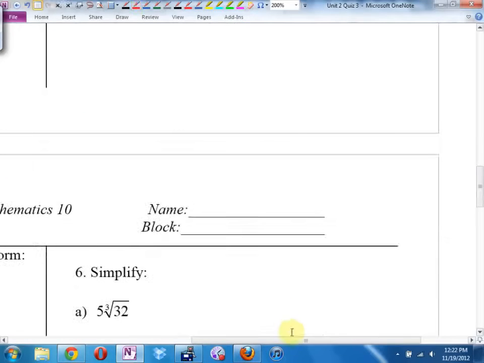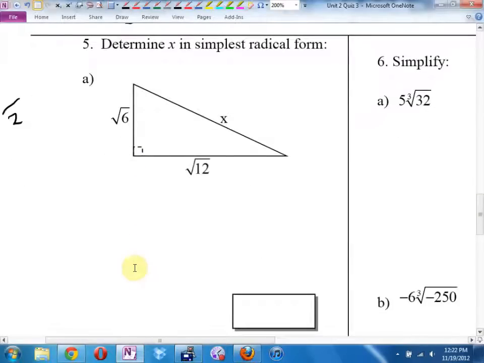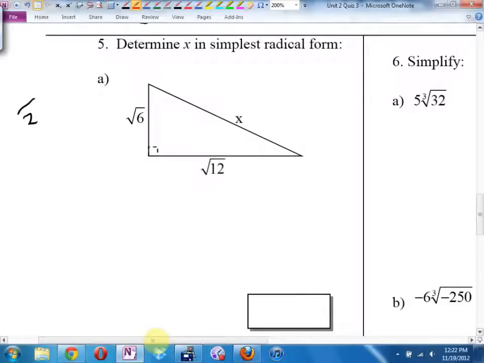Turn the page. Determine x in simplest radical form. Oh, they're pulling a little Pythagoras on me. Okay, Mr. Smarty Pants, I can do this. Pythagoras says a squared plus b squared equals c squared.